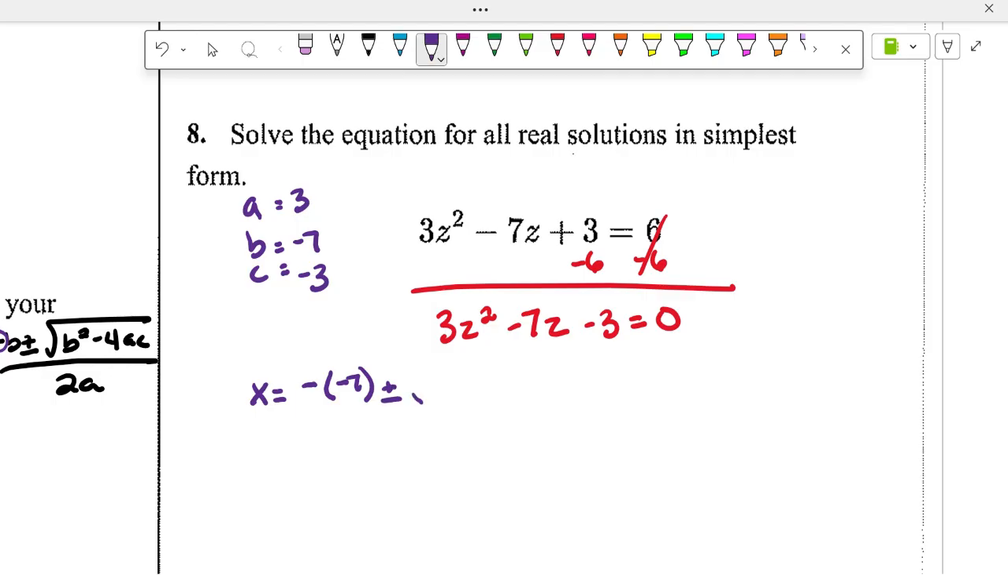Plus or minus the square root of what? Negative 7 squared minus what? 4 times, good, all over 2 times what? 3.